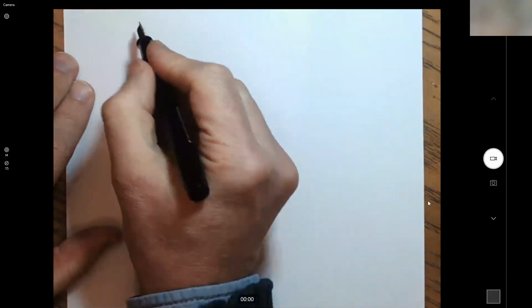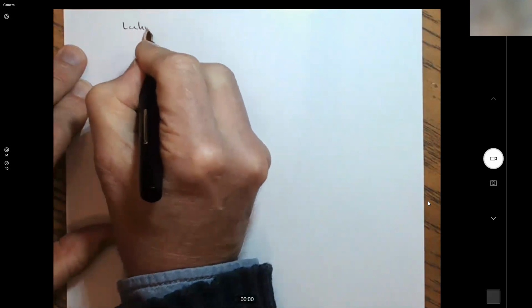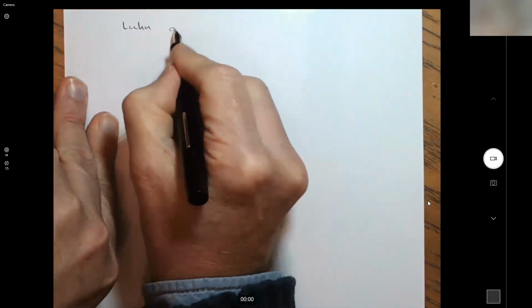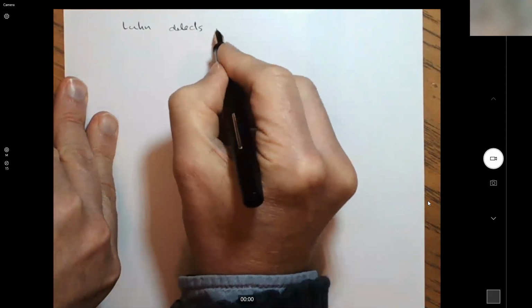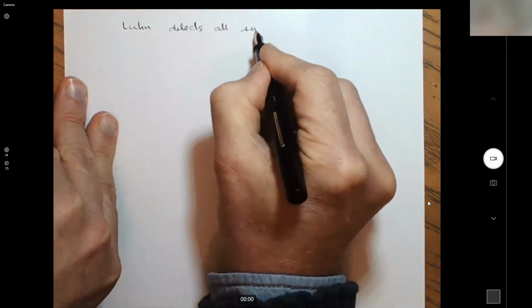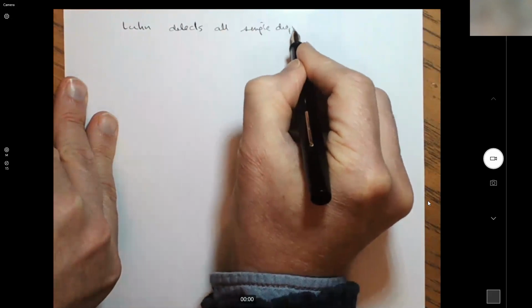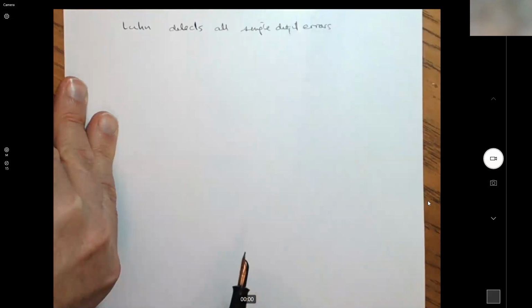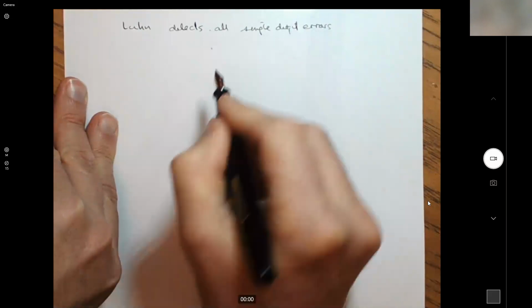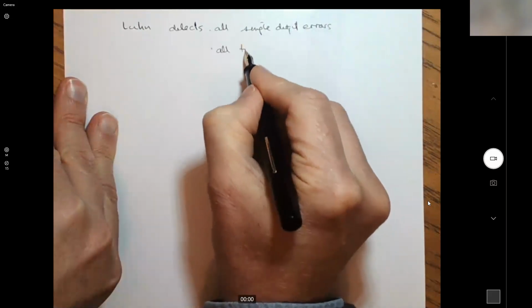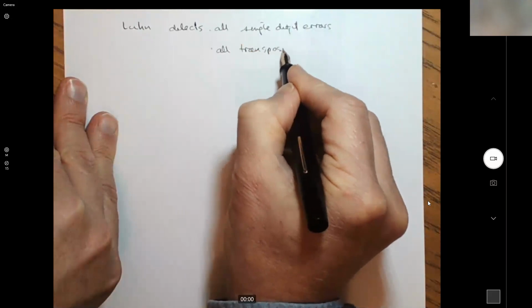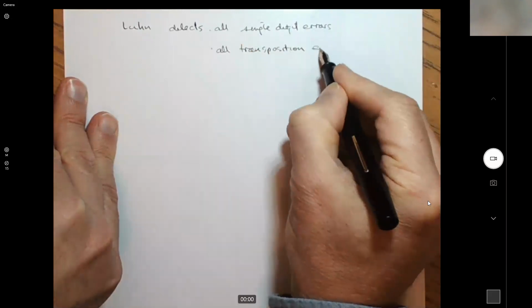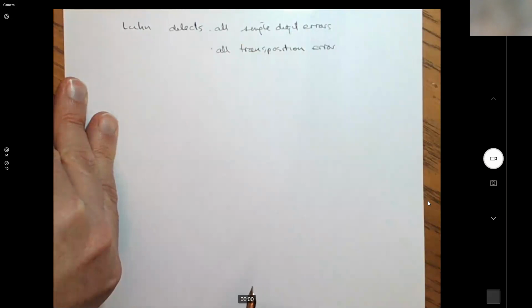Now the point about Luhn's algorithm is that it detects a lot of things. So for a start, it detects single-digit errors. So if you make a mistake in just 1 digit, it'll pick it up because the check digit won't be correct. It picks up all transposition errors. So if you reverse 2 digits, then the check digit won't correspond.